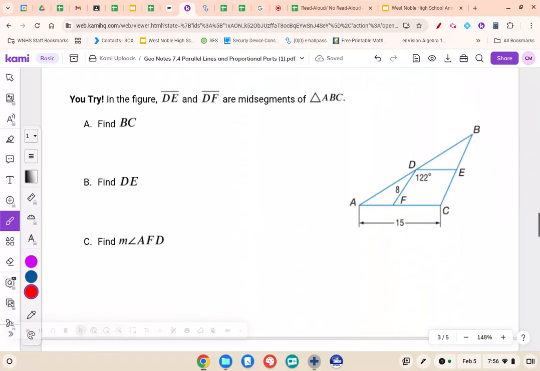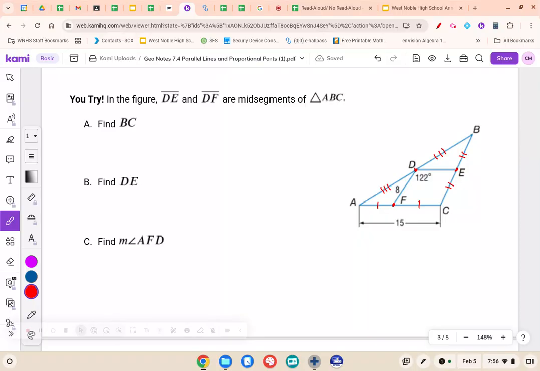All right, pause me. Try the Your Turn. Okay, hopefully you paused. It's the exact same idea. We have two midsegments in the shape. You could just have one. It's okay, though. There are two. That means we got the congruences. These are all midpoints.